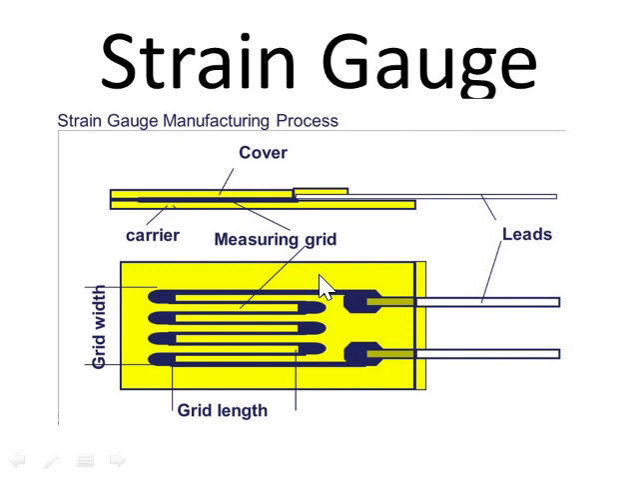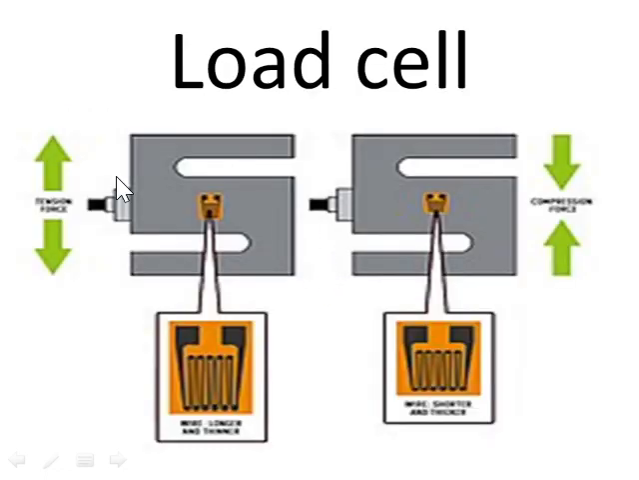The next one is the load cell. The load cell is very simple. This is the S type load cell. This is the solid material, and the S is for solid material. Over this I am placing a strain gauge, which we discussed previously, over this solid material. If there is no load, the strain gauge is not affected.